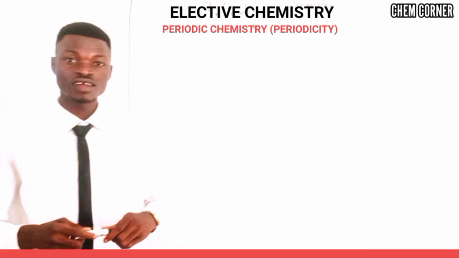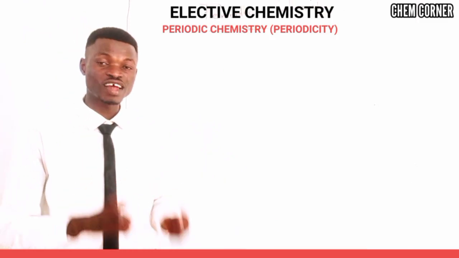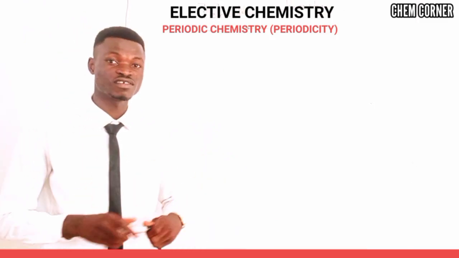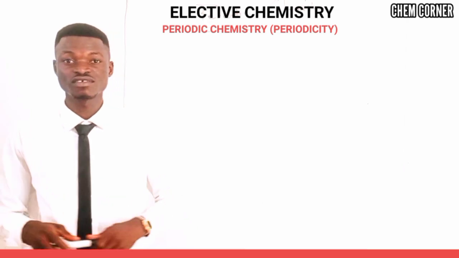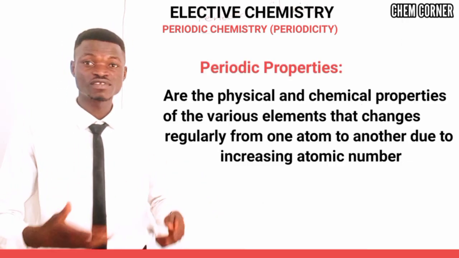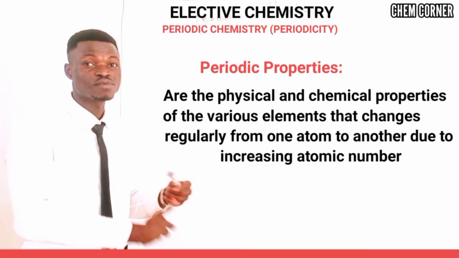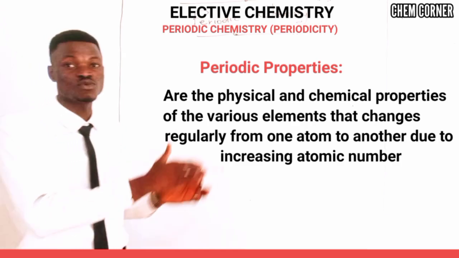Since we now understand what periodic chemistry means, let's move forward to understand what we call periodic properties. What are periodic properties? Periodic properties are basically the physical and chemical properties of the various elements that change regularly as the atomic number increases from one unit to another.